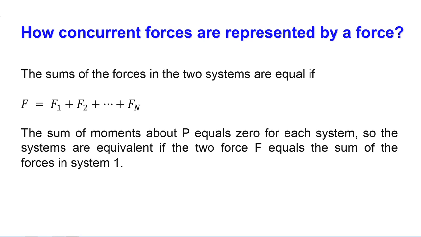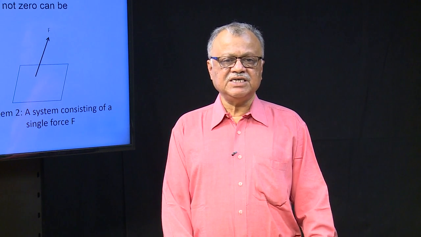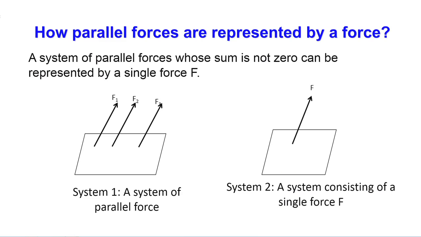So, the sum of the moments about P is equal to 0 for each system. So for the systems to be equivalent, if the two forces equal the sum of the forces, then it is sufficient for equivalence. Thus, we can find out. Another condition is if parallel forces are there and we want to represent them by a single force. We can do that also, and we will show this in an example a bit later.